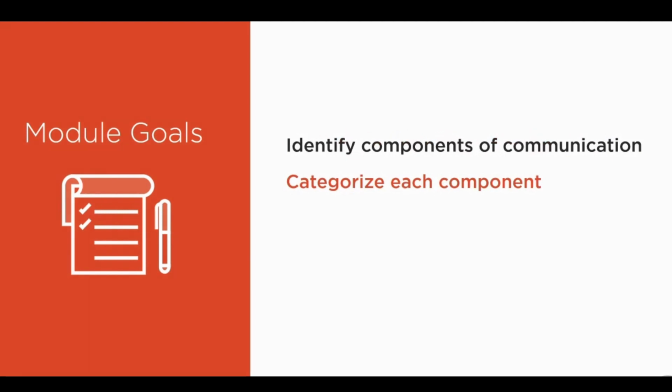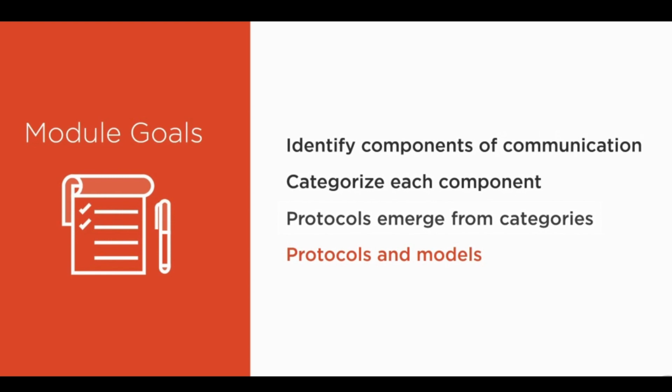We categorize those components. We saw that protocols emerge from those categories. Things like dialing the telephone is a protocol we use. And then we're able to use those protocols and put them into our organizational model so that we can understand exactly how the communication is working.